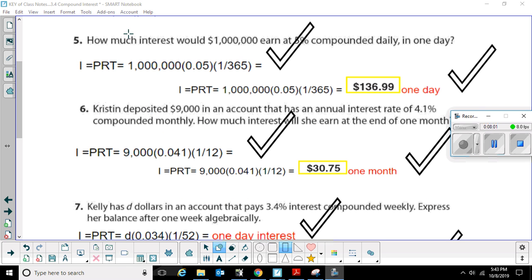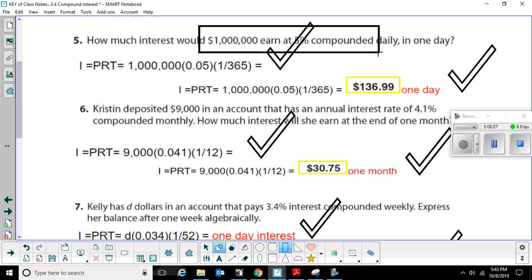All right, question 5. Looks like we have $1 million and it is being compounded at 5% daily. Ooh, okay, so what does this look like? When I'm compounding something daily, that's 1 out of 365. My percentage is in a decimal. My interest is principal times R times T. So once I get my math out of the way, I'm earning $136.99 every single day. Wow.